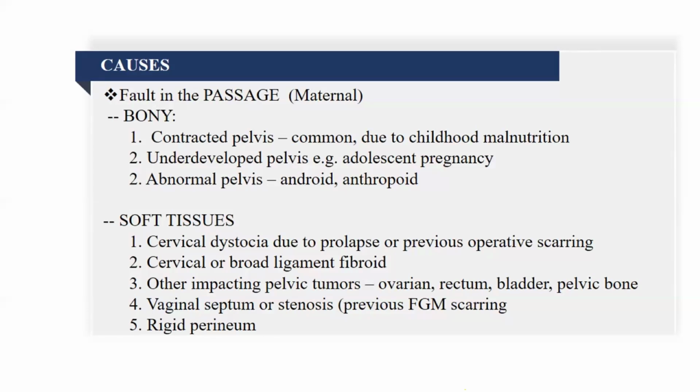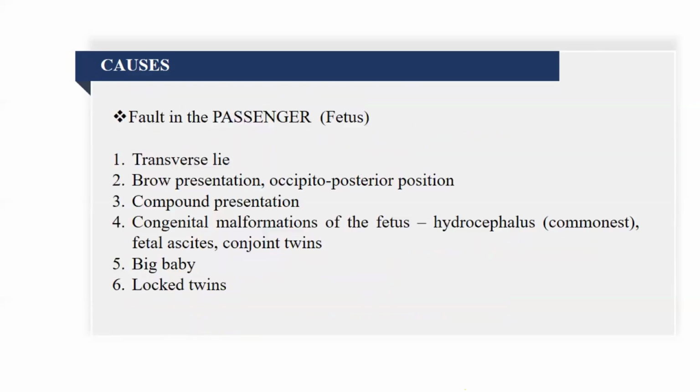The soft tissue problems causing faults in the maternal passage include cervical dystocia, failure of the cervix to dilate adequately due to prolapse or previous operative scarring; cervical or broad ligament fibroids, or other tumors of the surrounding organs or tissues in the pelvis, including ovarian tumors, tumors of the rectum, bladder, and osteoma of the pelvic bone; vaginal septum and stenosis from previous FGM scarring; or a rigid perineum.